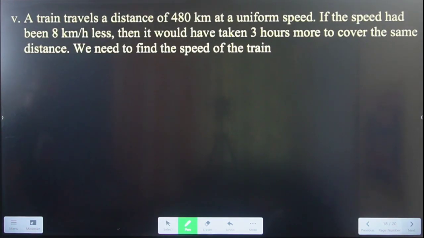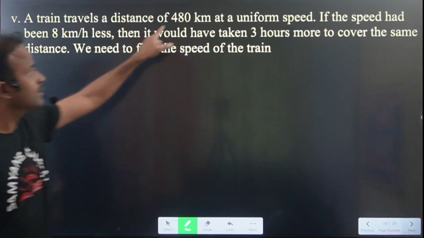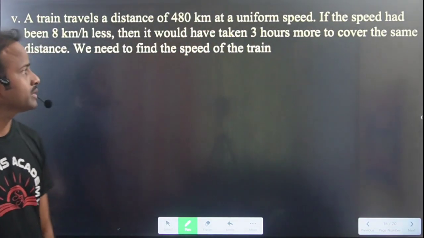If the speed had been 8 km per hour less, then it would have taken 3 hours more to cover the same distance. We need to find the speed of the train. Okay, how much distance does the train travel? It travels 480 km with uniform speed.